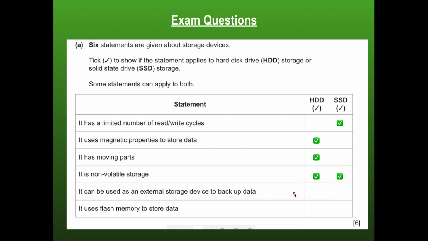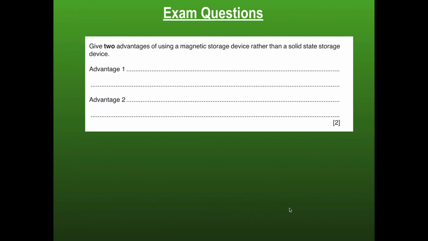It can be used as an external storage device to back up data. Well, absolutely, we can get external hard drives in both a HDD and an SSD. Both are available externally. So again, that is the 2. On this one, it uses flash memory. So where's the flash memory? HDD is magnetic, SSD is flash memory. All right, let's look at our next exam question.